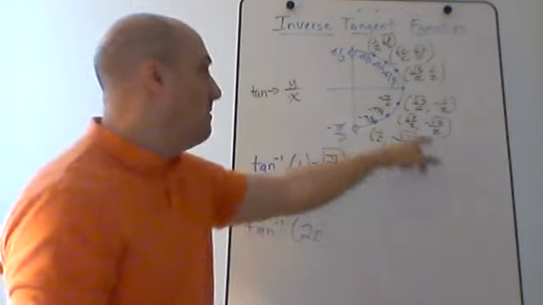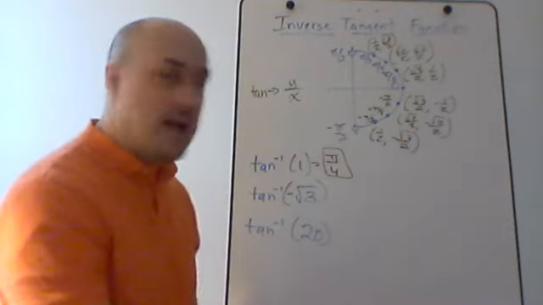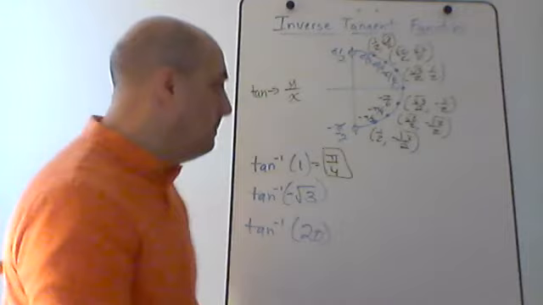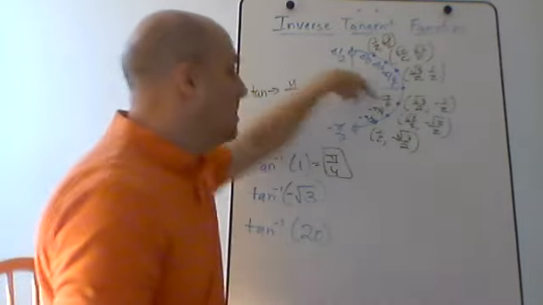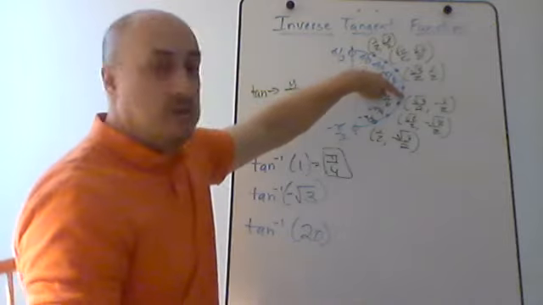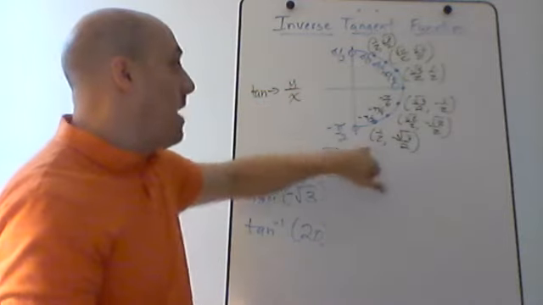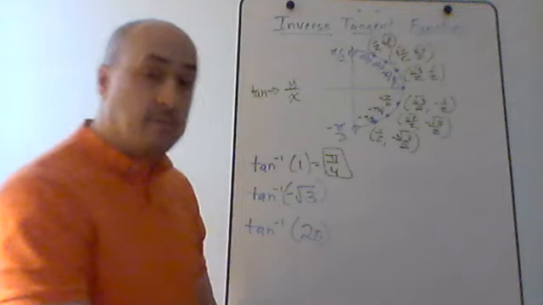Well, for negative pi over 4, the tangent of that is going to be negative 1. So I know it's not that one. It's going to be one of these ones that has the square root of 3. Right? It's either the negative pi over 6, which has root 3 over 2, negative 1/2, or it's going to be the negative pi over 3, which is 1/2, negative root 3 over 2.